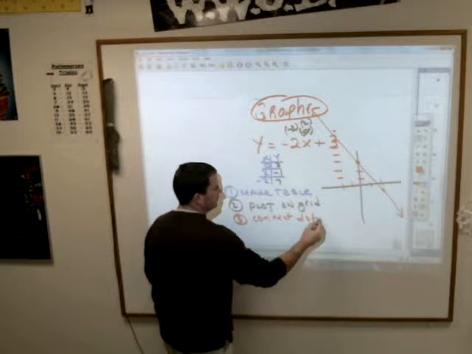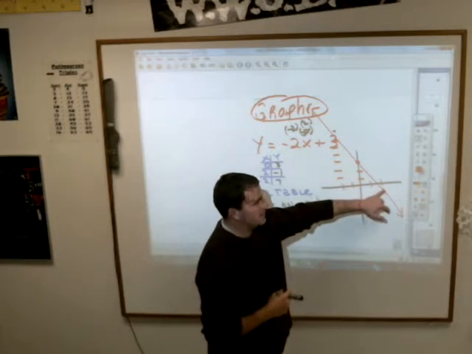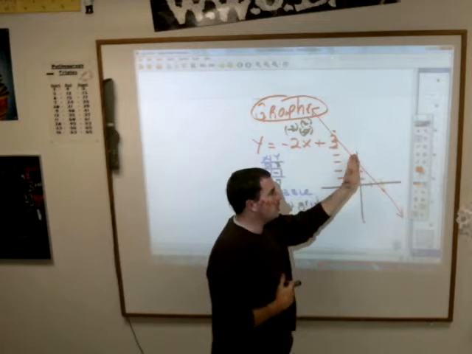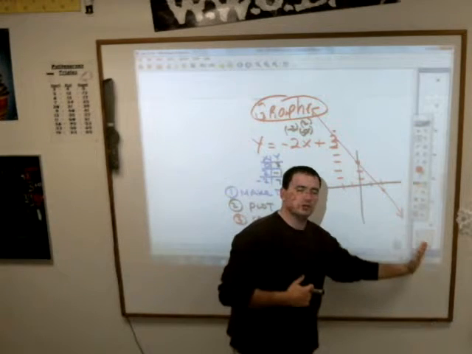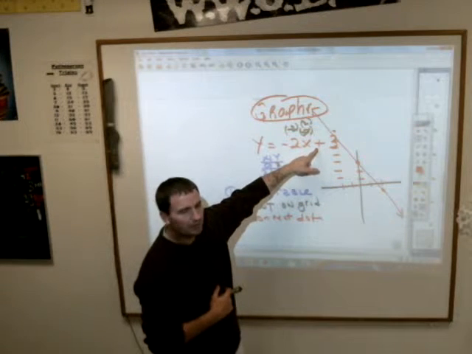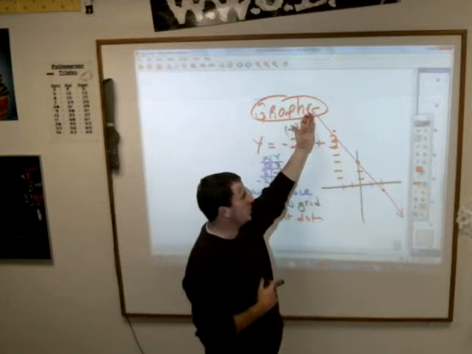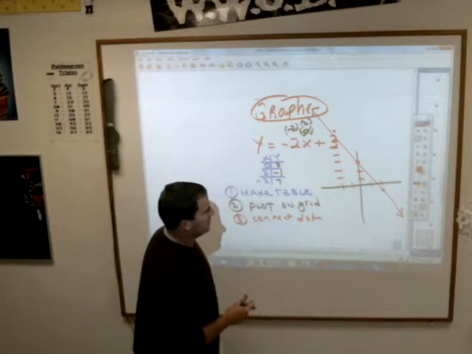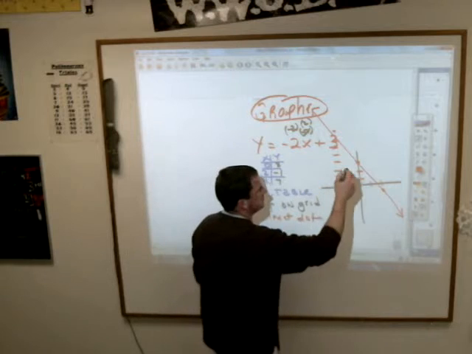And by the way, notice how I didn't just stop with the dots that I have. Draw your line all the way through the graph because those are all answers to this problem here. If I could list every single possible number, I would get all of these and it would go on forever and ever and ever.